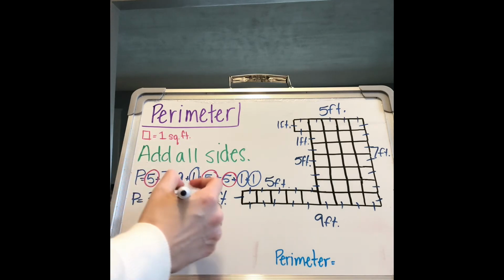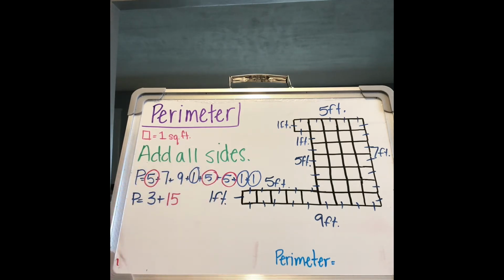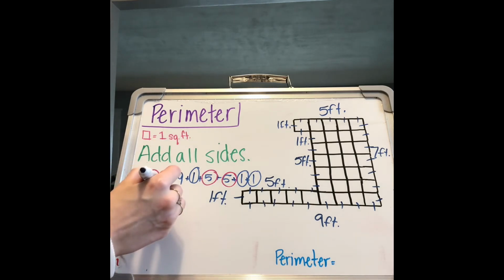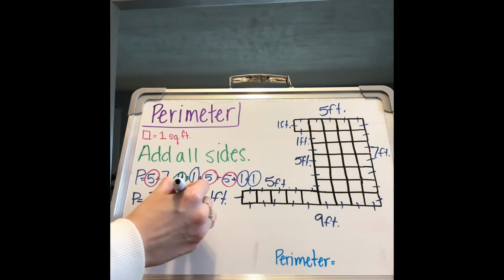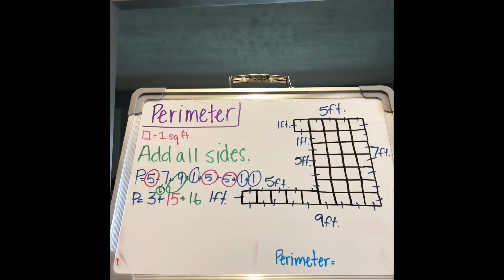And now we have 9 and 7. Now 9 and 7. 9 we can finish the 10. So 10, and we have 6 left, right? We can break that up. 6 and 1. 9 plus 1 equals 10, and plus our remainder 6. So we have 16. Now it gets a little trickier because we need to add these 3 larger numbers together.